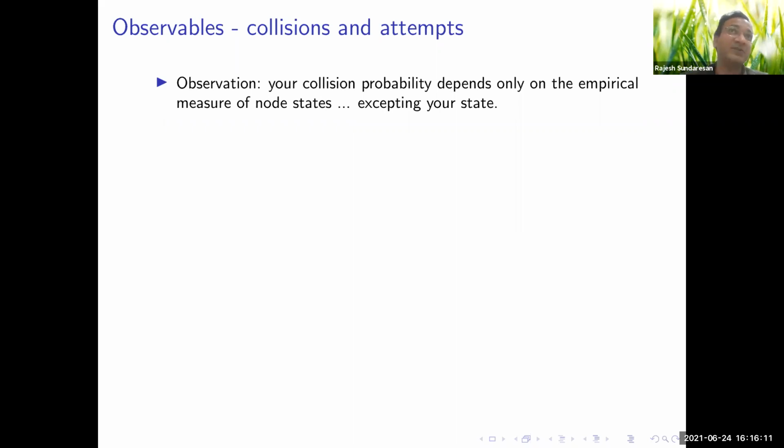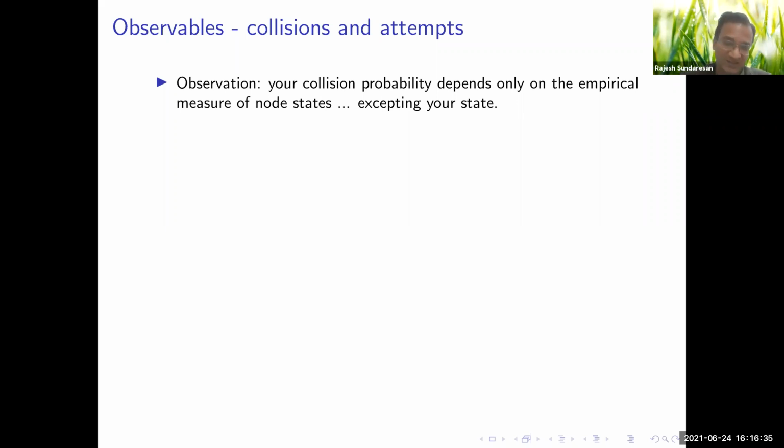But one symmetry that we have is that it doesn't depend on the node IDs. It also depends only on the empirical measure. So we recognize this particular symmetry. The collision probability for a particular node doesn't depend on the exact states of the other nodes, but it depends on those states only through the empirical measure.